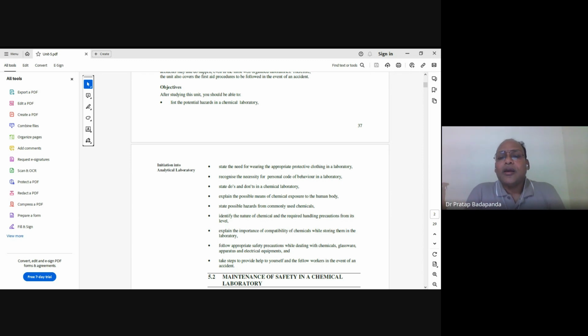Next, recognize the necessity for a personal code of behavior in the laboratory. Your personal behavior, your workstation, you have to understand, right? Before doing any kind of experiment you have to choose your chemicals, and the chemicals should be kept in a proper manner in the area where you are working, right? You should understand whether it is a hazardous chemical or not. Strong acid, weak acid, anything else, you have to understand your workstation.